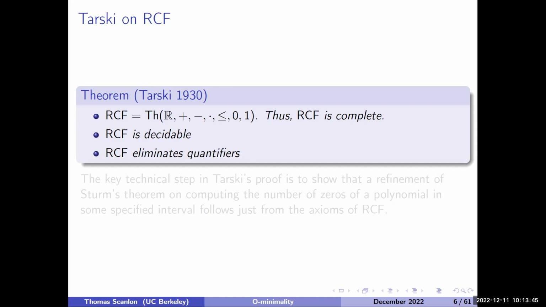For Tarski, the most important consequence is the second one, that this theory is decidable, meaning that there's an algorithm which takes any first order sentence about the real numbers and answers correctly whether it's true or false. For us, looking ahead to o-minimality, the key fact is that the theory eliminates quantifiers. A little more about what that means.